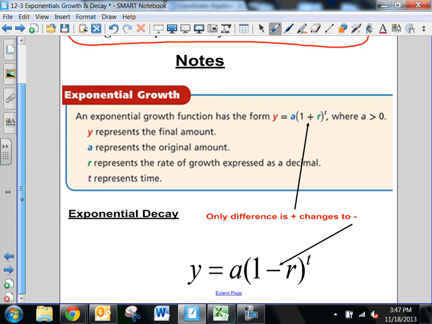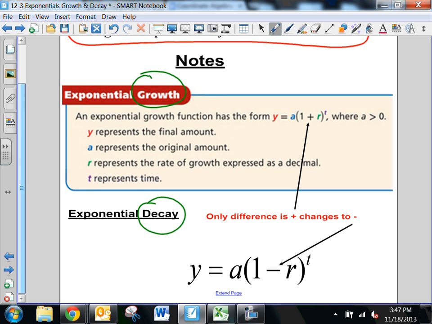All right. More importantly, though, here is the main thing that you need to write down for today. We're talking about two things: exponential growth and exponential decay.